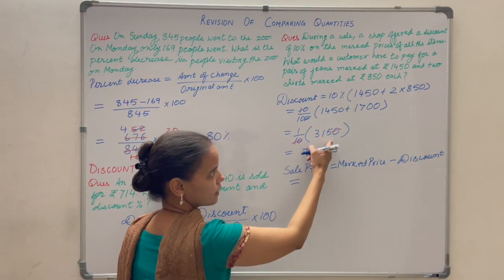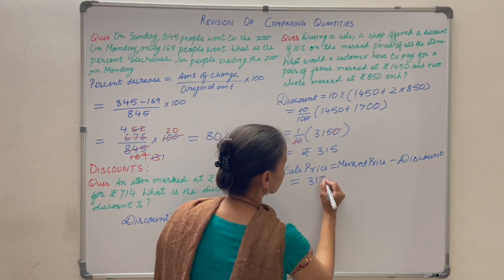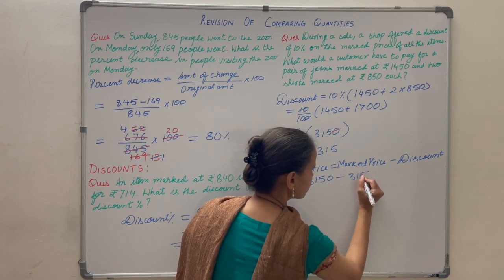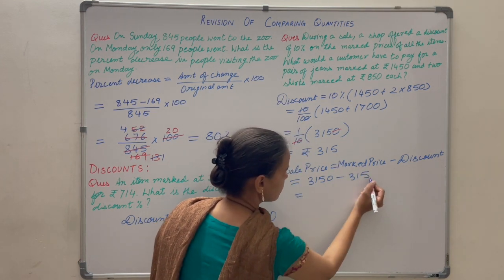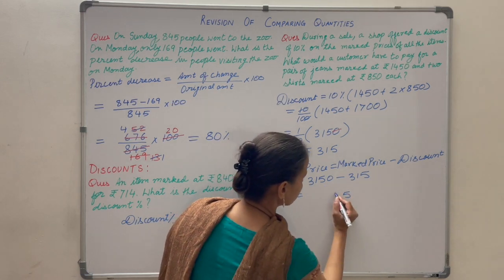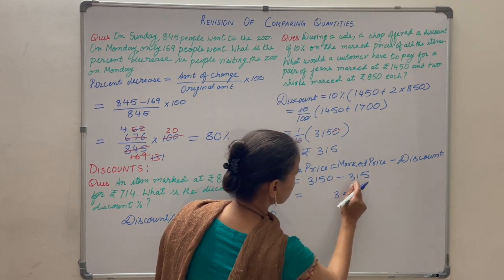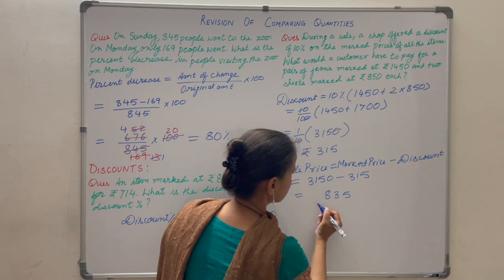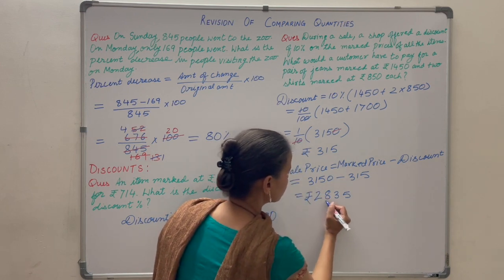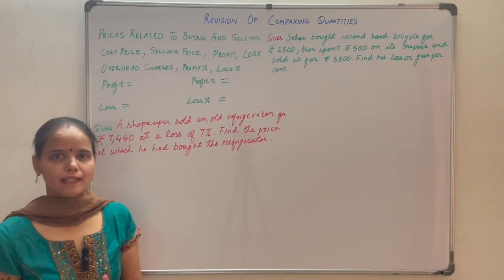So mark price you have also calculated here on all the items is 3150, minus discount 315. So that is 10 minus 5 is 5. Here you get 4 minus 1 is 3. 11 minus 7, 11 minus 3 is 8. And this is 2. So their sale price is 2835.